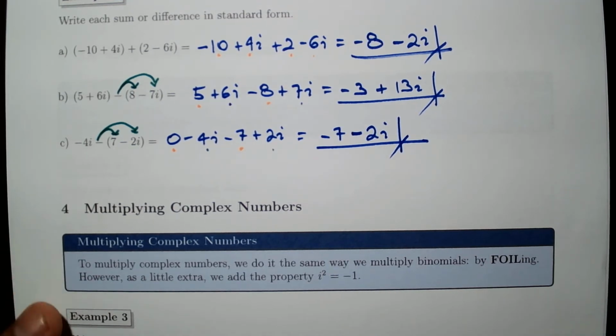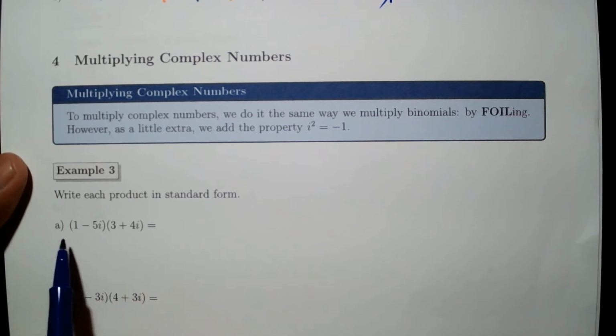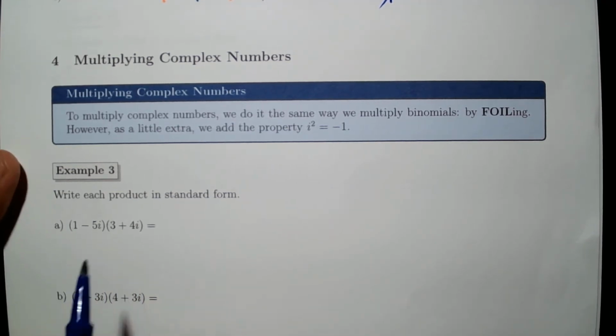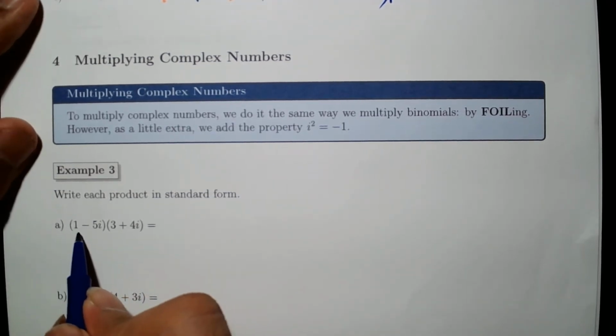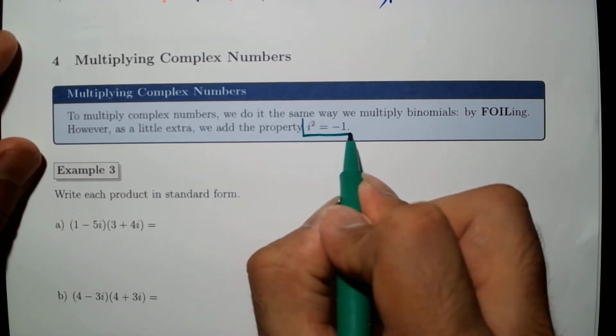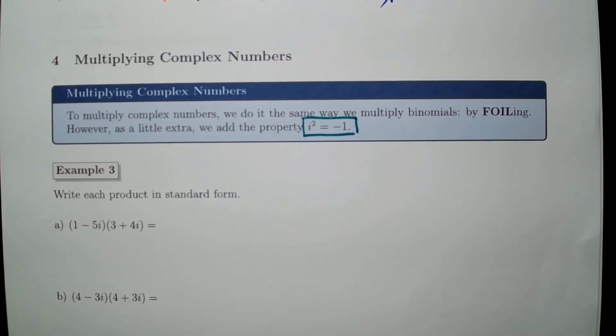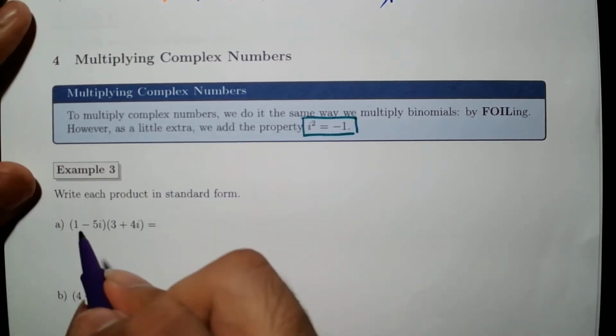Alright. Multiplying complex numbers. Look at the format. Basically foiling binomials, because this is a binomial and this is another binomial, so we have the product of two binomials. However, during the process of multiplying complex numbers, this i squared will show up, which is what we defined in the previous page. So let's go ahead and do this.